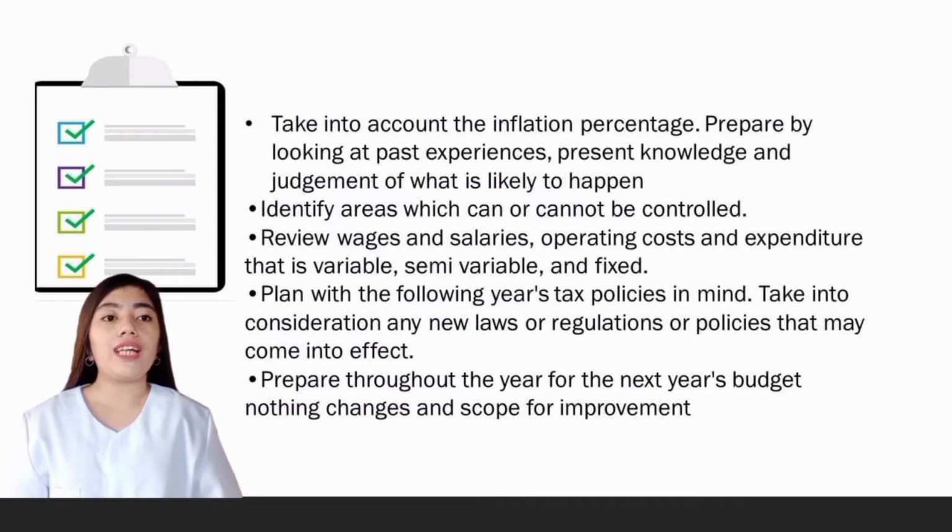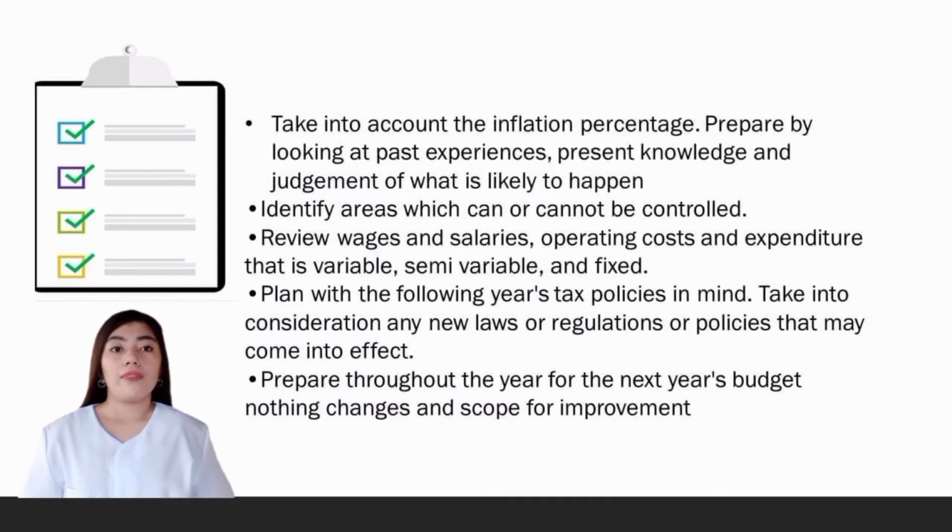Review wages and salaries, operating costs and expenditure, that is variable, semi-variable, and fixed. Plan with the following year's tax policies in mind. Take into consideration any new laws or regulations or policies that may come into effect. Prepare throughout the year for the next year's budget. Nothing changes and scope for improvement.